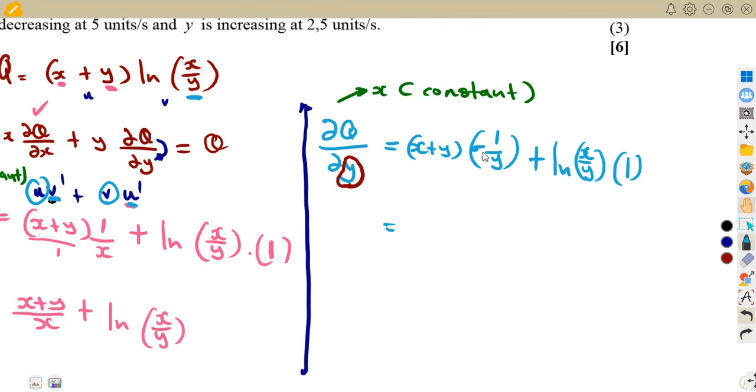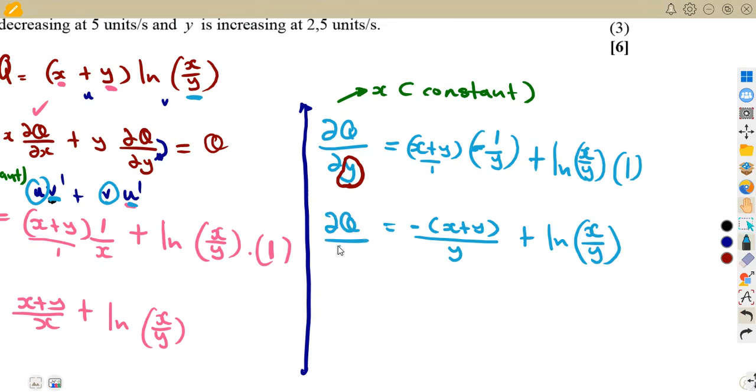So you can combine. This negative 1 over y is going to multiply. This will be negative bracket of x plus y like this over y, plus 1 times ln is going to remain as it is, ln x over y like this. All right. So this is the derivative of q with respect to y.